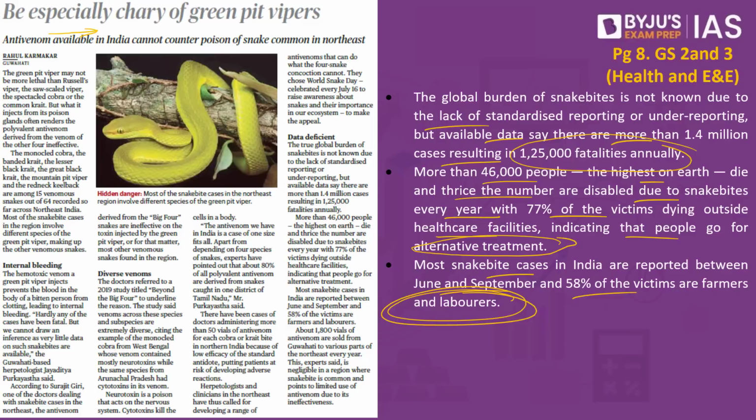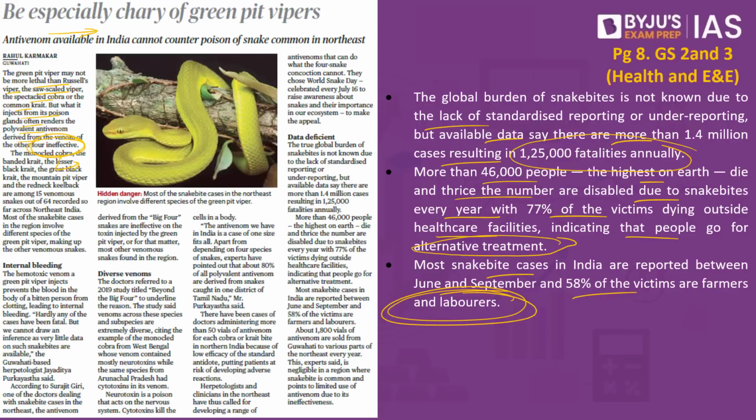If you look into this article, it goes on to say the green pit viper may not be more lethal than Russell's viper, the saw-scaled viper, the spectacled cobra, or the common krait, but what it injects from its poison glands often renders the polyvalent antivenom derived from the venom of the other 4 ineffective. So the medicine that is derived from these species may not be useful, says this article. There have been other examples as well, where doctors have given injections, that is the antivenom, derived from other snakes, but since it is not useful, they inject more, and this has also resulted in adverse reactions.